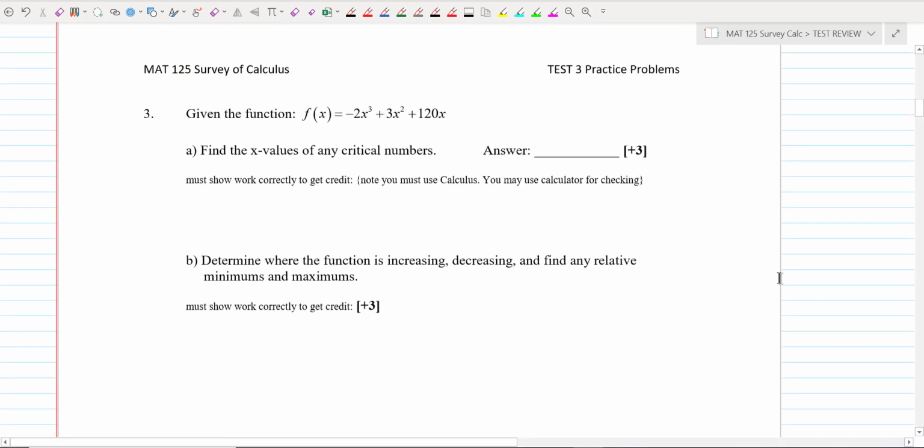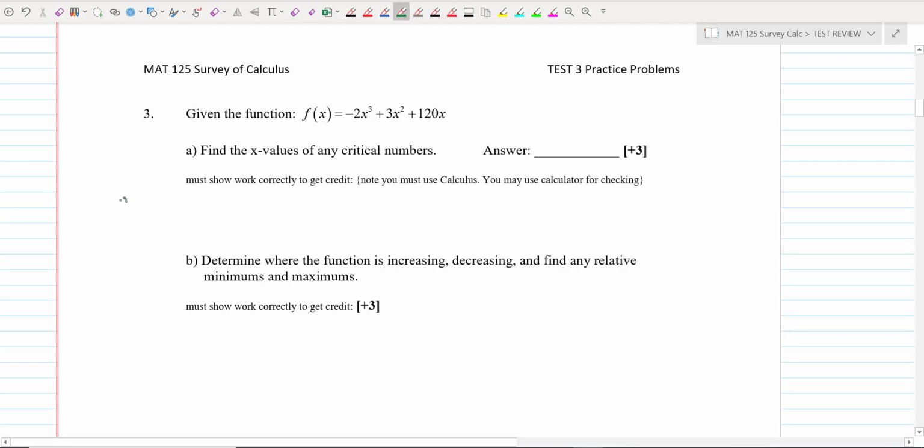Okay, so as I move to page 3, now we're going to look at the kind of typical thing we learned. You're given a function. You want to find critical values. You want to find where the function's increasing, decreasing, where you have relative min and max, using calculus methods. And of course, you can graph this on a calculator and verify your answers.